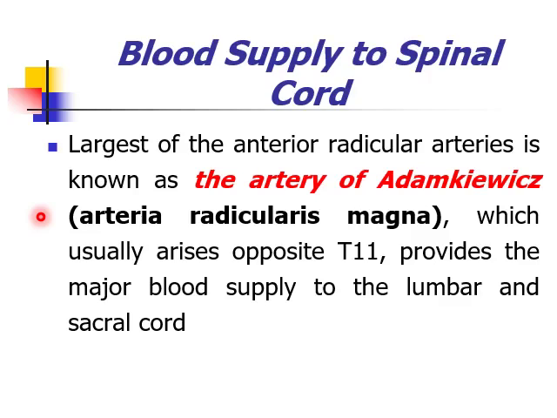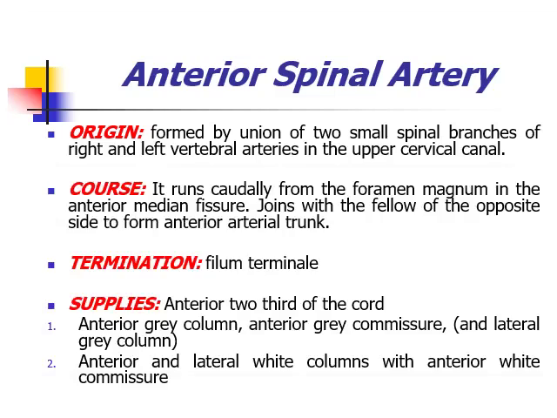What we just mentioned is a brief wrapping up of what we are going to see in detail starting from the next slide. The first longitudinal artery that we talked about is called the anterior spinal artery. The anterior spinal artery comes by union of two small spinal branches of the right and left vertebral arteries in the upper cervical canal.